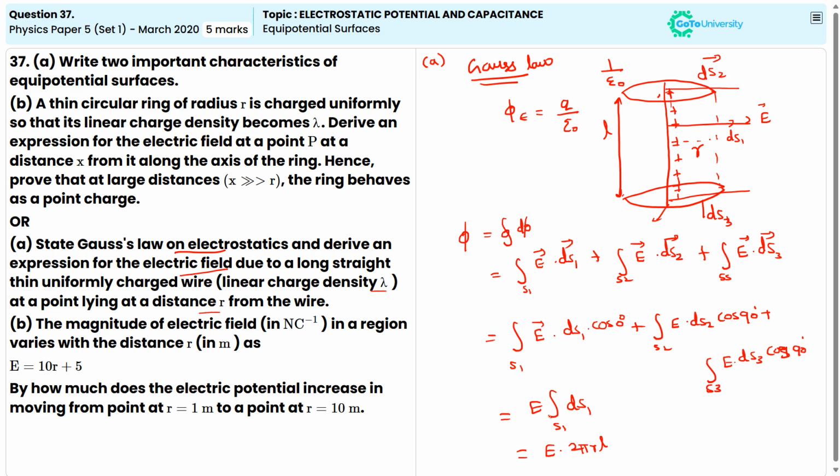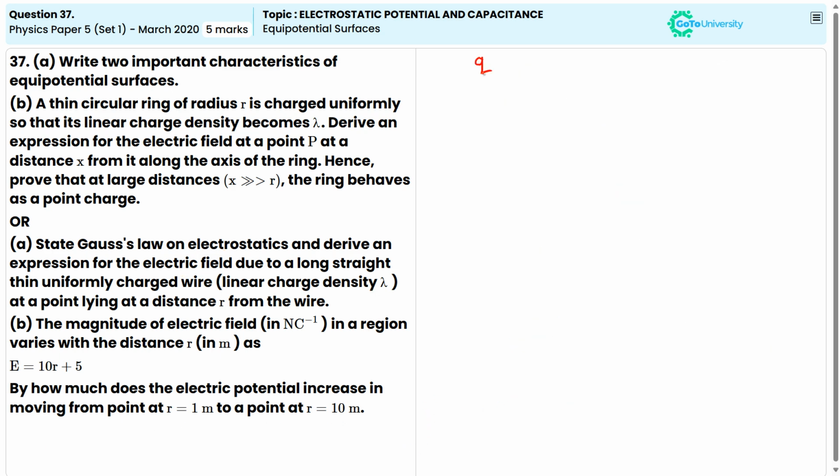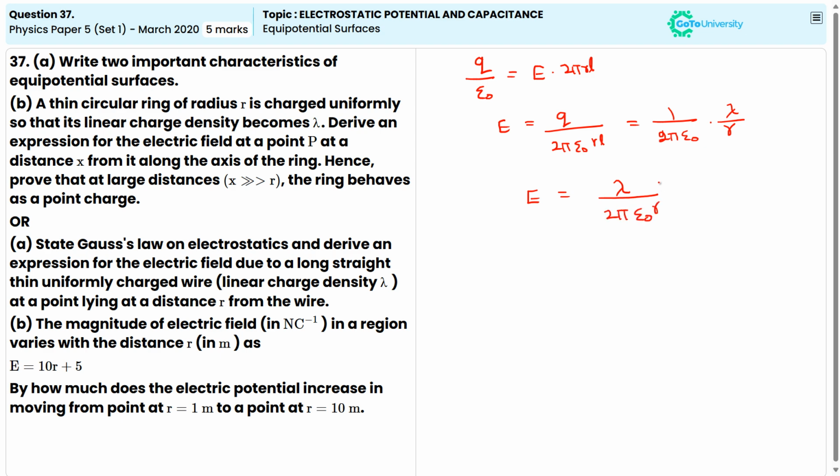Now we are going to substitute this in the Gauss law. Q by epsilon naught is equal to E into 2 pi r L. So we have E equal to Q divided by 2 pi epsilon naught r L, which is equal to 1 by 2 pi epsilon naught into lambda by r. So from this we can write E equal to lambda divided by 2 pi epsilon naught r. So this is the answer for the given question.